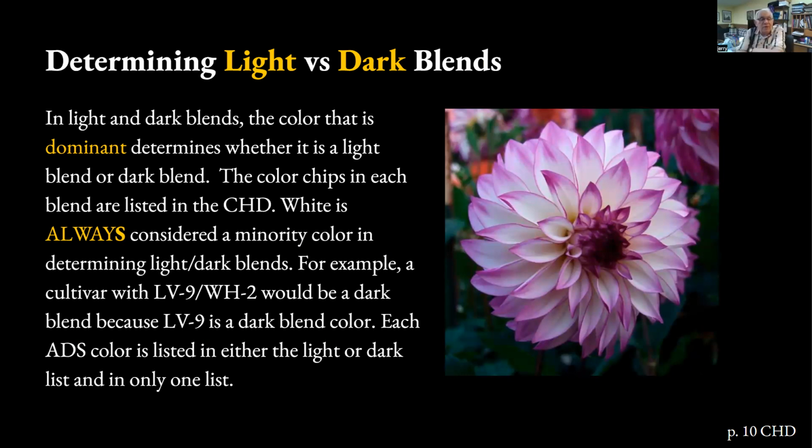So they just want to make sure that you understand this. In light and dark blends, the color that is dominant determines whether it's a light blend or a dark blend. The color chips in each blend are listed in the classification book, page 10. White is always considered a minority color in determining whether or not it is a blend, and then you don't consider it to determine whether it's a light blend or a dark blend. For example, a color bar with LV9 WH2 would be a dark blend. Why? Because LV9 is in the dark blend color list. Each ADS color is listed in either the light or dark list, but only in one of the lists, so there's no overlap.